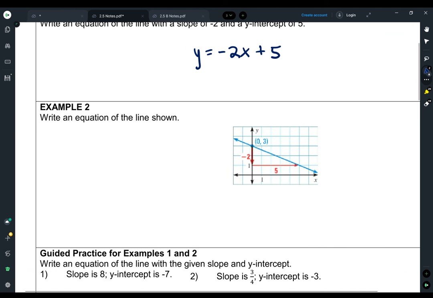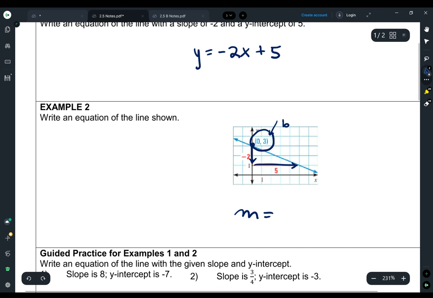So on example 2, we're given a picture of a line. So again, I need a slope and I need a y-intercept. So this point is where my line crosses my y-axis. And we know that y-intercepts always have 0 for x, so 0, 3. So that means my b is 3. And then I want to identify my slope, and they're kind of telling me with these arrows it goes down 2 and then 5 to the right. So my slope is -2/5.